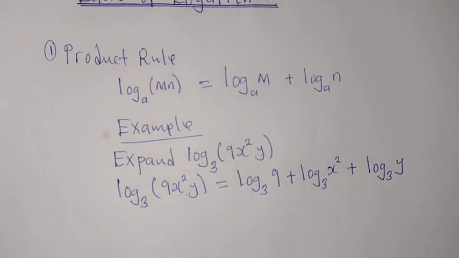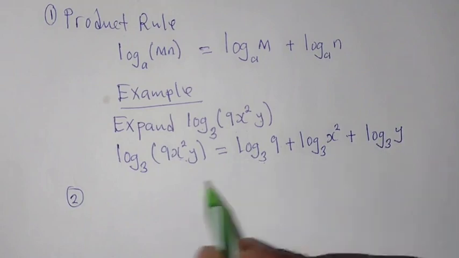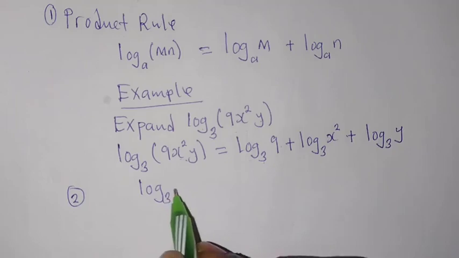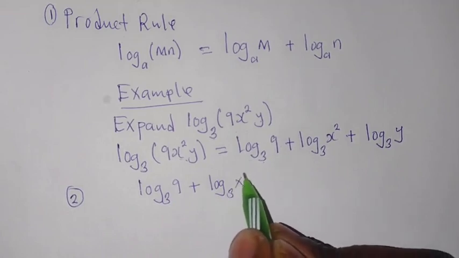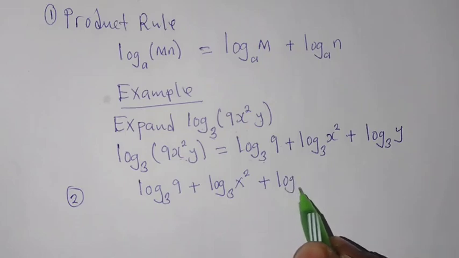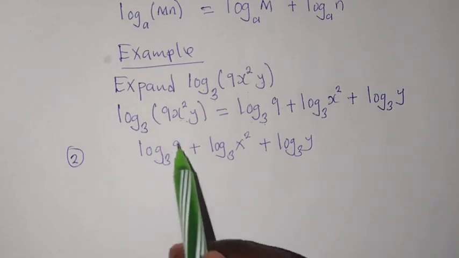Now if you want to solve it, we can simplify this log 9, which is in base 3. I just wanted to show you how we can expand, but look at how we can solve them later on. So let's simplify it. This is what we have: log in base 3 of 9, plus log 3 of x power 2, plus log 3 of y.